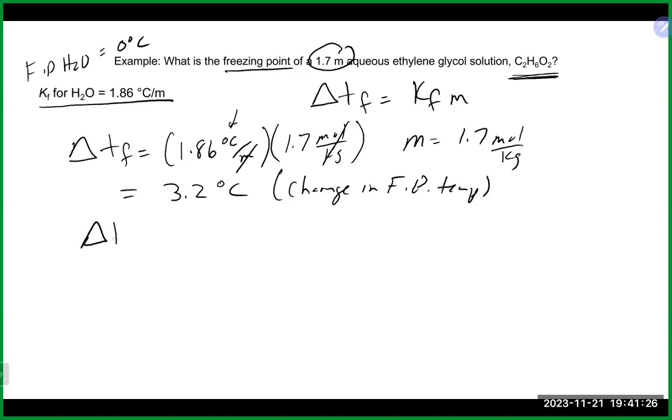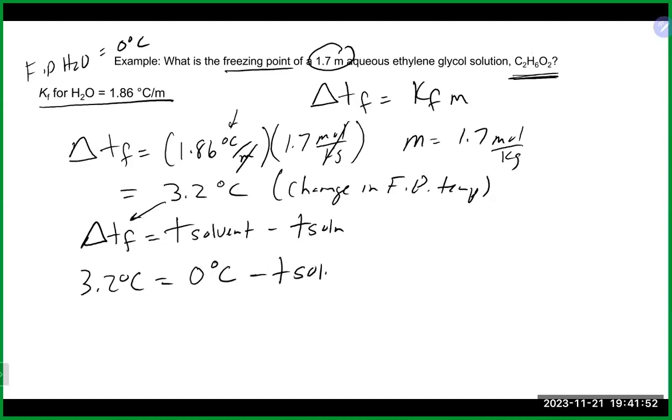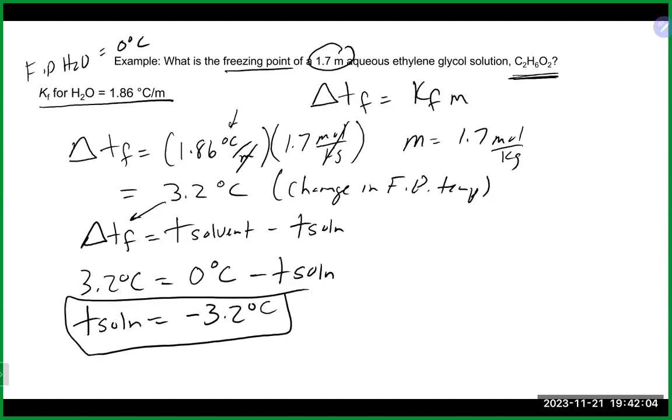So this is where the change in the freezing point temperature relationship is important. That is going to be the temperature of our pure solvent minus the temperature of our solution. So what we just calculated, again, is the change in freezing point temperature, which means it's 3.2 degrees Celsius. Our normal freezing point of our solvent is 0 degrees Celsius minus the temperature of our solution. That means essentially we need to take the negative to the other side, right? And that would tell us that our solution would actually freeze at minus 3.2 degrees Celsius. And that does make sense, as that obviously is lower than 0 degrees Celsius.